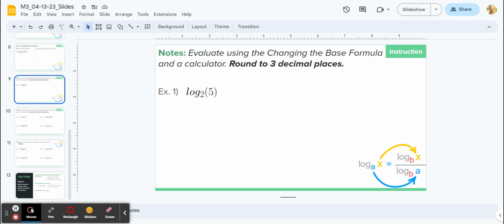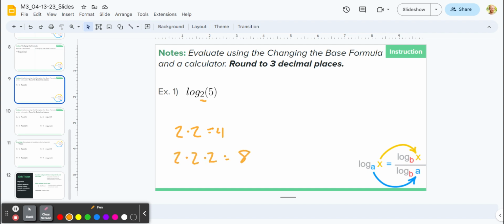Before we dive into example 1 here, you'll notice that this is a logarithm we can't manually calculate, or it would take a lot of guess and check work to do so. If we went and did this log base 2 and repeated it, we'd have 2 times another 2 would get us 4. But if we did 2 times 2 times 2, that brings us up to 8. So we can't really calculate what that is manually. But if we use our change of base formula, which we can rewrite here, we'll have log of 5 up top.